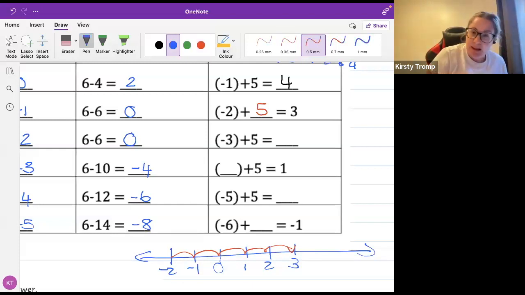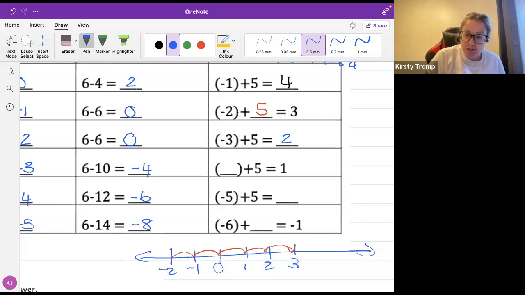Okay, my next sum, negative 3 plus 5. If I do my number line and I say negative 3 plus 5, it will get me to 2. Right, negative 3 plus 5 gets me to 2.